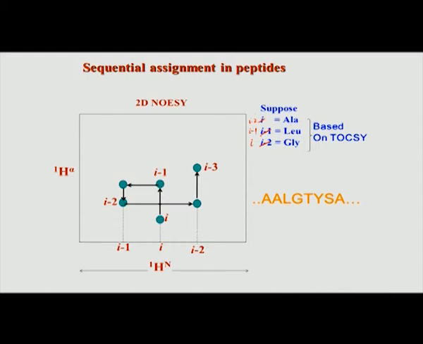So, we are only looking for a tripeptide because we have formed a tripeptide connection here. So, that means I am looking at a system where I is glycine. So, alanine, leucine, glycine. So, this is I minus 2, this is I minus 1, this is I. So, what I have done here is based on the TOCSY and NOESY, I have identified a tripeptide which is ALG, and now I am trying to look for this tripeptide in my peptide sequence.